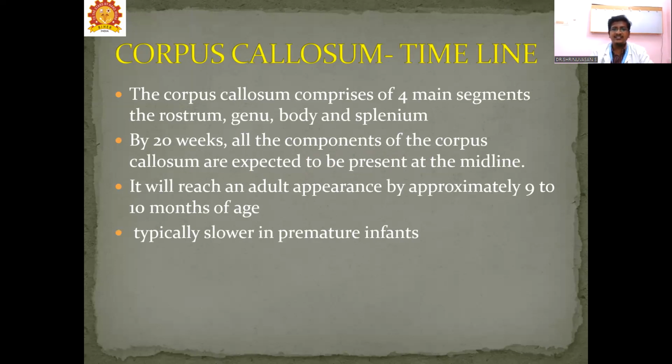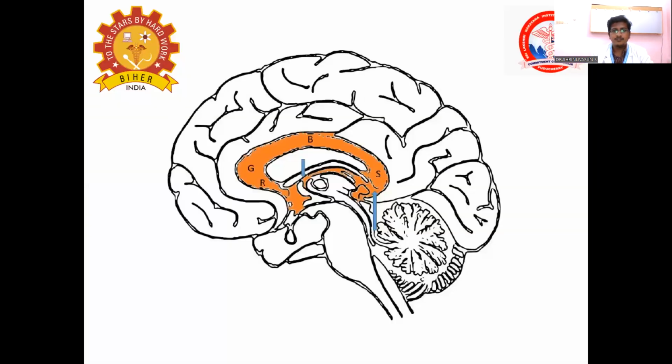So it will reach an adult appearance, becomes enlarged in size, and adult size it will come by approximately 9 to 10 months of age. This progress is typically slower in premature infants. So this is about the timeline of corpus callosum.